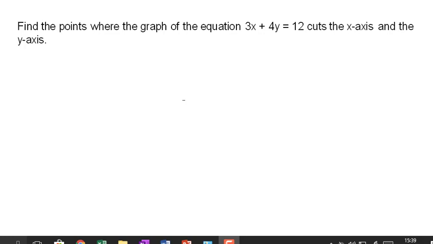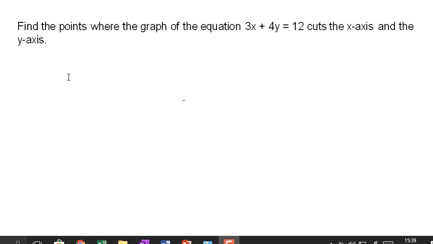Namaste everyone. Here I am going to discuss the solution for your first assignment of linear equation in two variables. The first question which I have given is: find the point where the graph of the equation 3x plus 4y equal to 12 cuts the x-axis and y-axis.